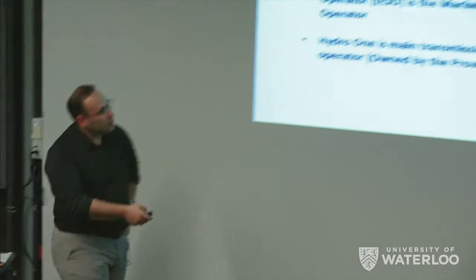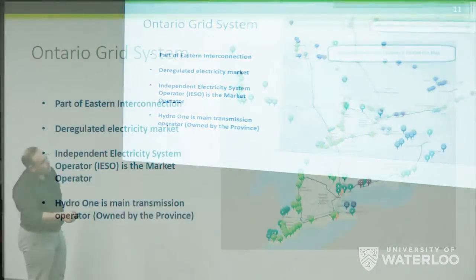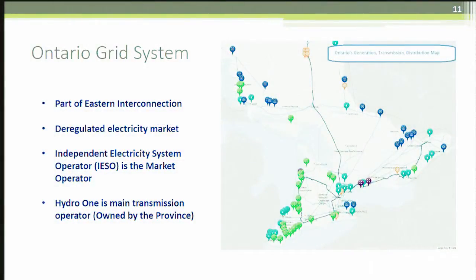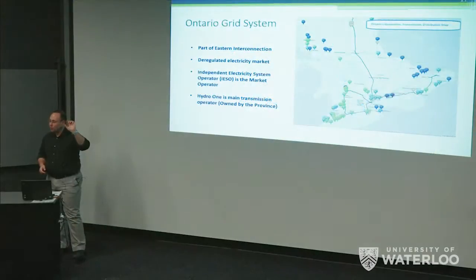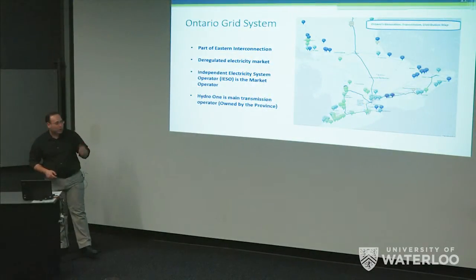Going through the Ontario grid system, this is basically an Ontario map. These are the generators and the transmission lines. As I mentioned, it's part of the Eastern Interconnection. It's a deregulated energy market. IESO is the controlling body for it, and Hydro One is the main transmission. Typically, you might have different generators, but the distribution and transmission side is a monopoly in most markets. That's why you usually see the price of delivery being static in your energy bill.